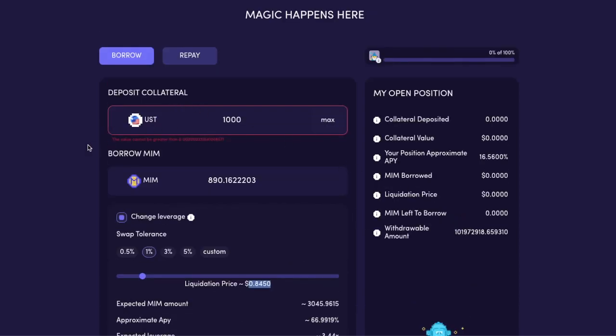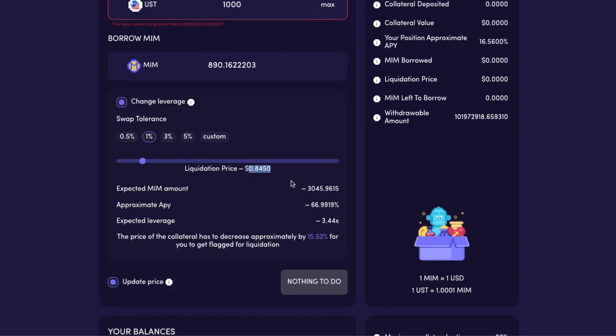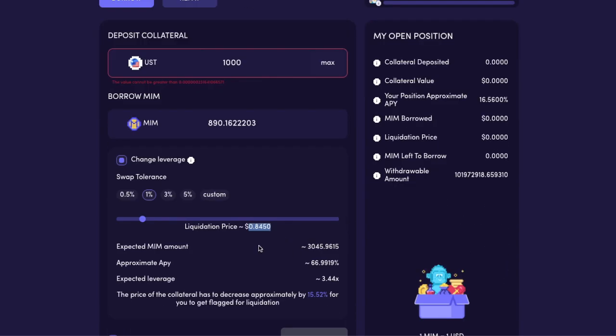So it is fairly risky. I mean, obviously the risk is if UST goes below 84 cents, then you lose everything here. But otherwise, it rarely happens. Even with the amount of crash that we had, the selling pressure that we had recently, UST has still held its value. So it's fairly okay in my view. Okay, so this is the third one I wanted to talk about.